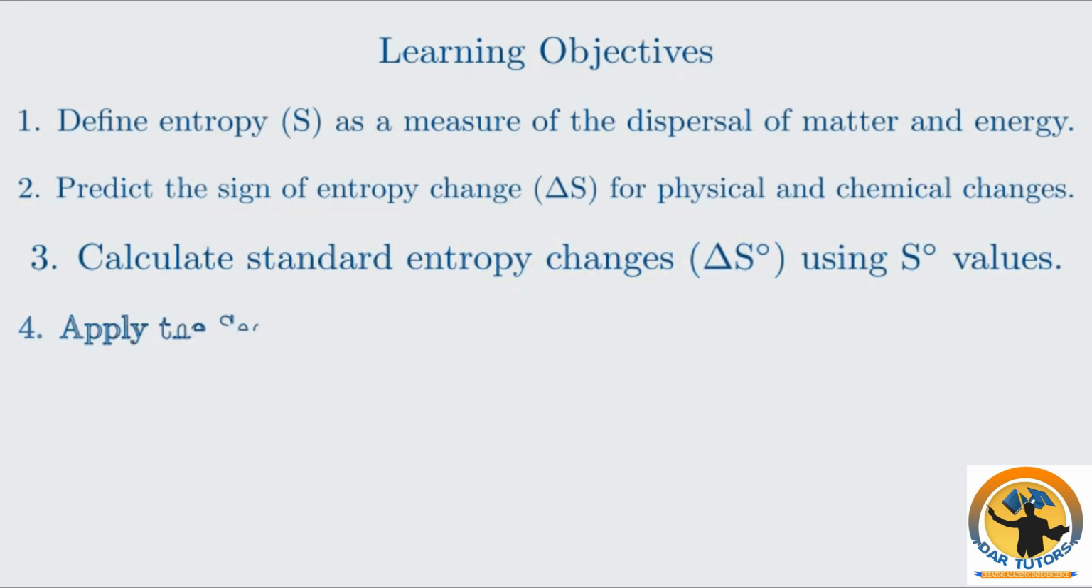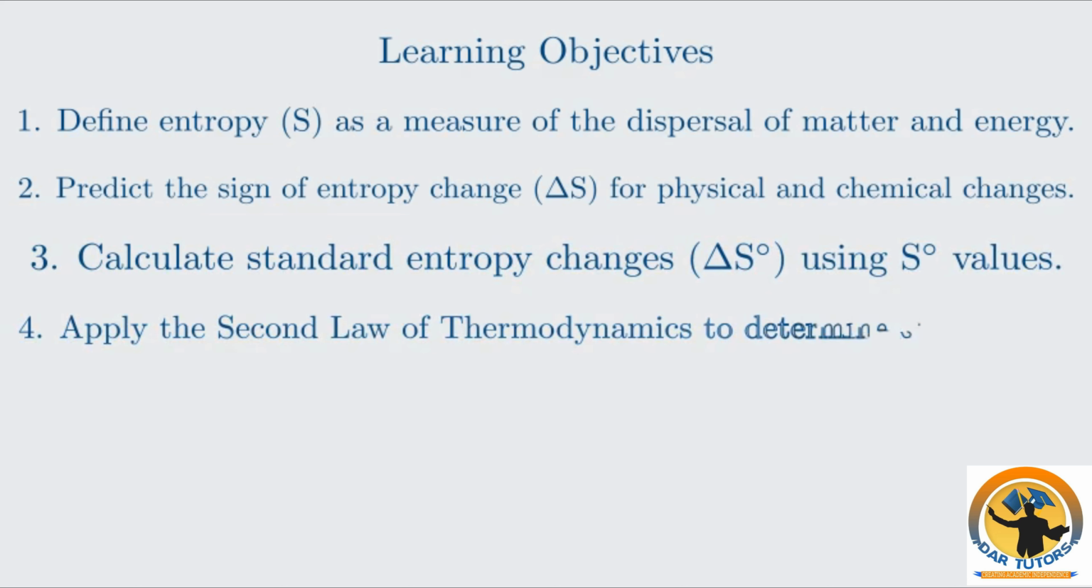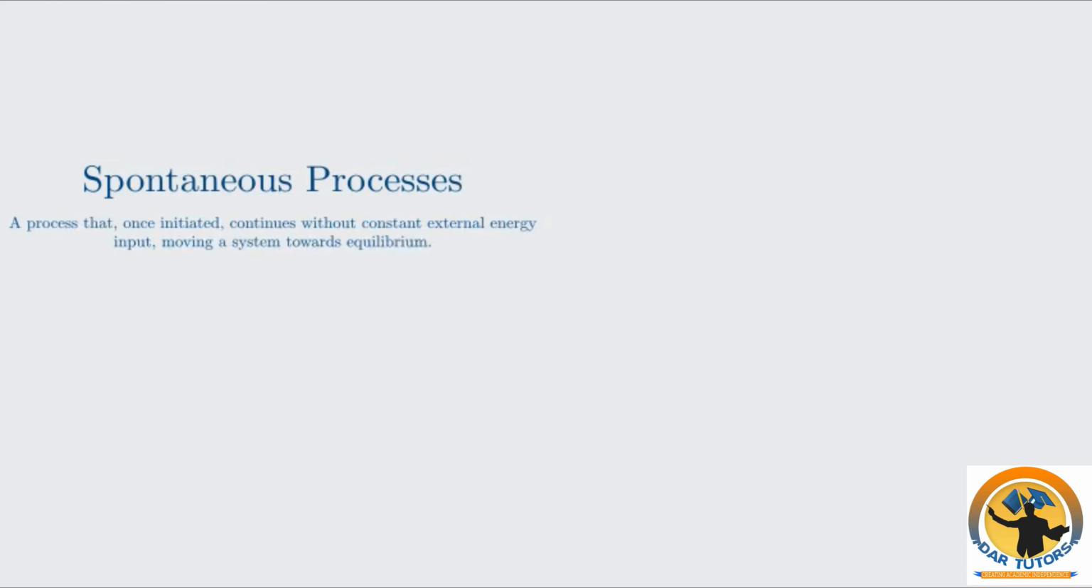Finally, we will apply the second law of thermodynamics, using the concept of total entropy change to determine the spontaneity of a process. We begin with the concept of spontaneity. A spontaneous process is one that, once initiated, will continue on its own without requiring constant external energy input. It's a process that moves a system towards its most stable equilibrium state. Let's consider a few examples to illustrate this.